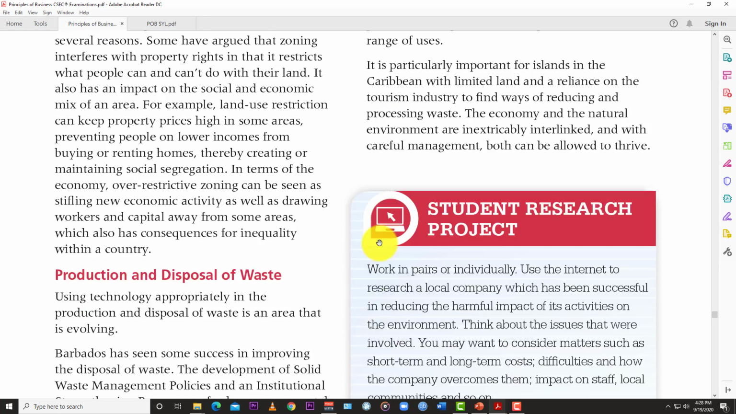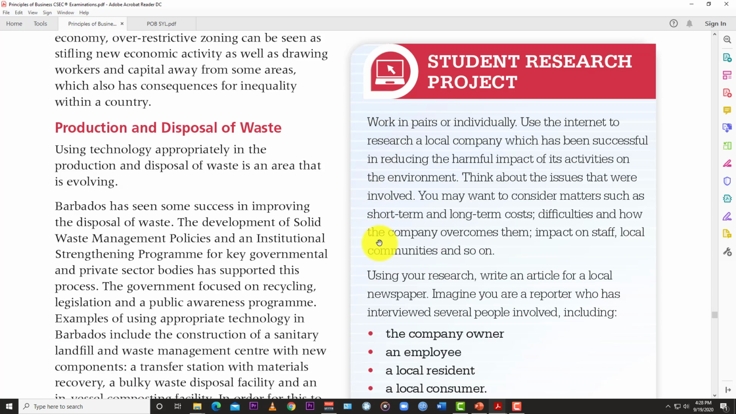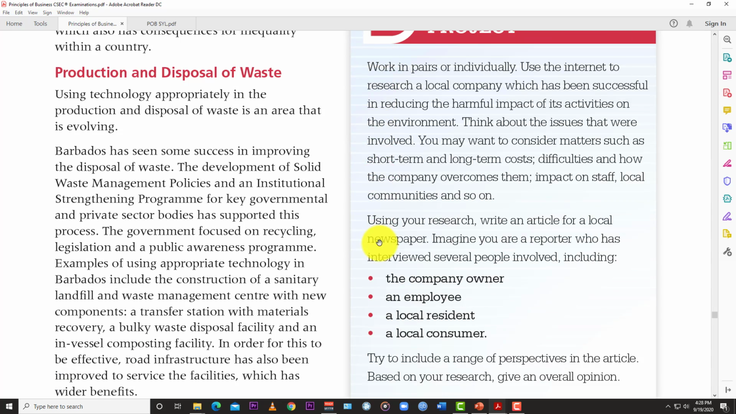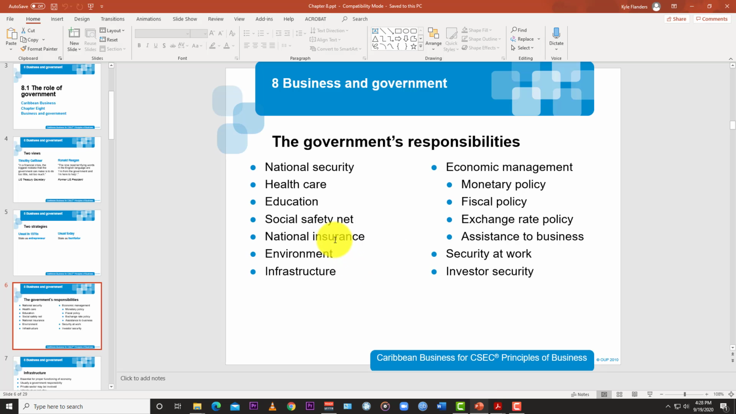Alright, so that's basically it for this aspect of the role of the government in the economy. So we go to the list again. The government has responsibilities for national security, healthcare, education, social safety net, national insurance, environment, infrastructure, economic management, also monetary policy, fiscal policy, exchange rate policy, and assistance to business.